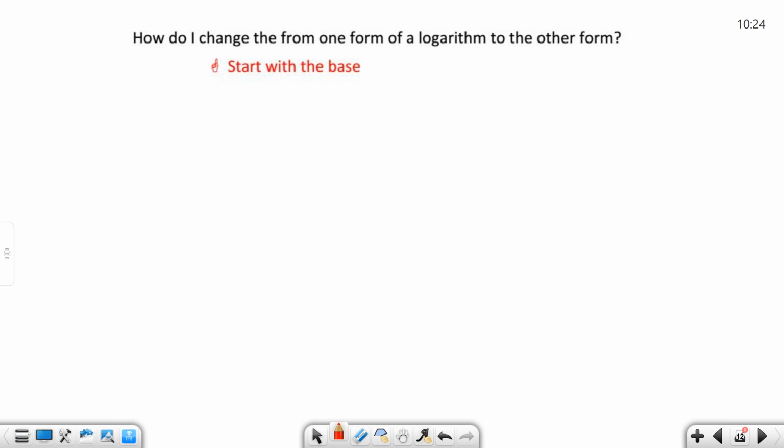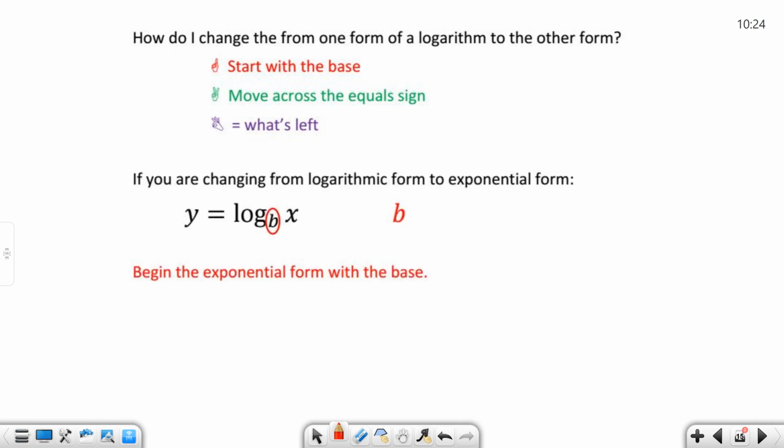So here I start with the base. If I am changing forms, I start with the base every time. Then I'm going to tell you more about this later, what I mean by move across the equal sign, okay? Move across the equal sign, and then we're going to equal what's left, or equal what remains. So I'm going to start with the base, move across the equal sign, and equal what is left.